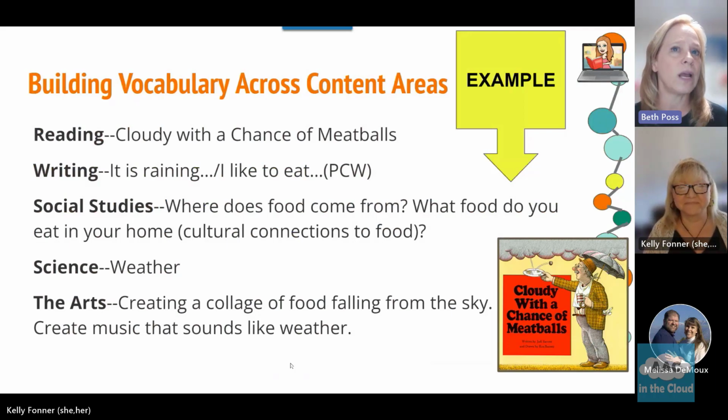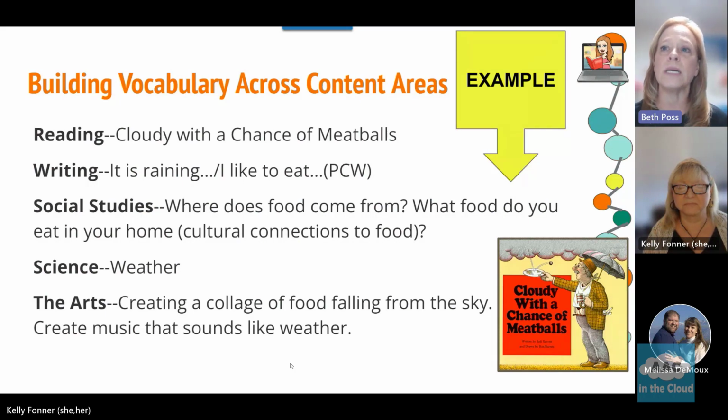But then in your writing, your predictable chart writing, you might use the sentence stem, "It is raining." You can talk about all the different things that it might be raining, or "I like to eat," because there's a lot of food in there. So those might be two really good sentence stems to do your predictable chart writing based on. And again, getting that vocabulary from your learners.